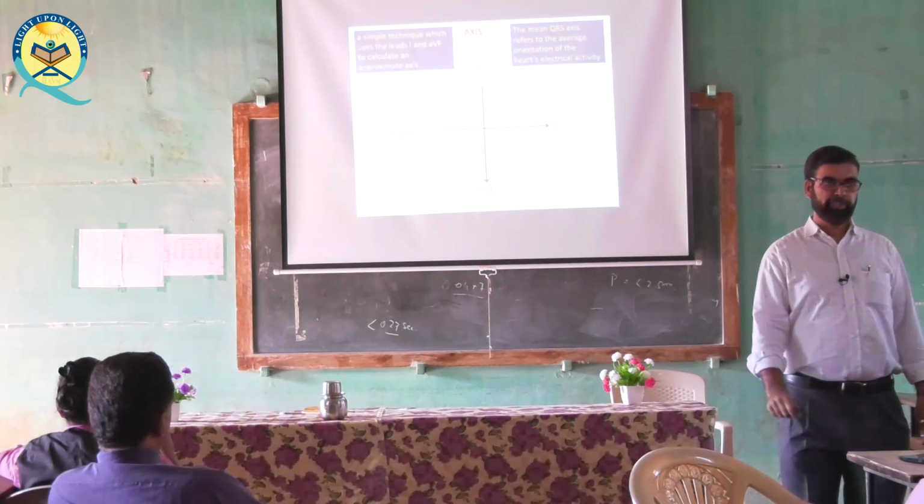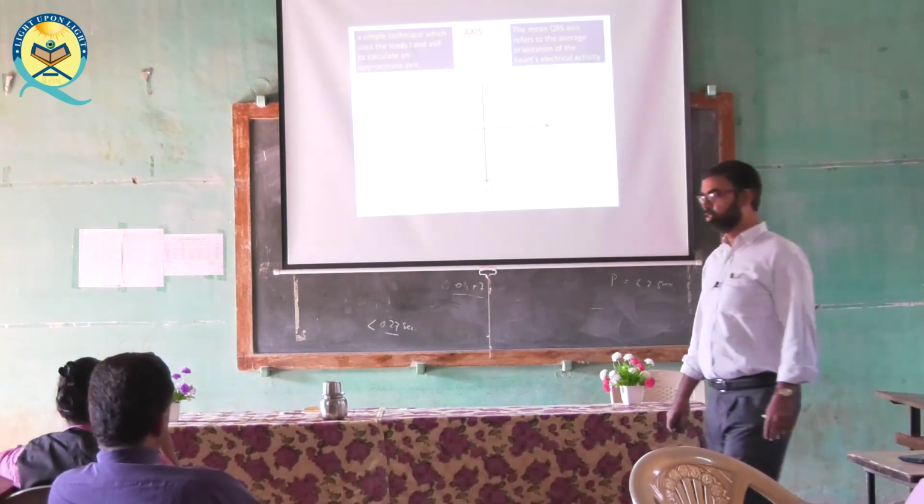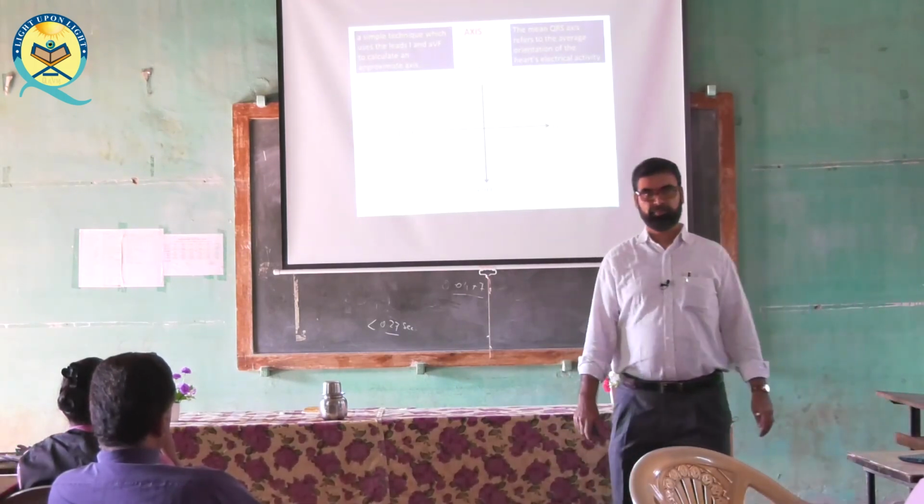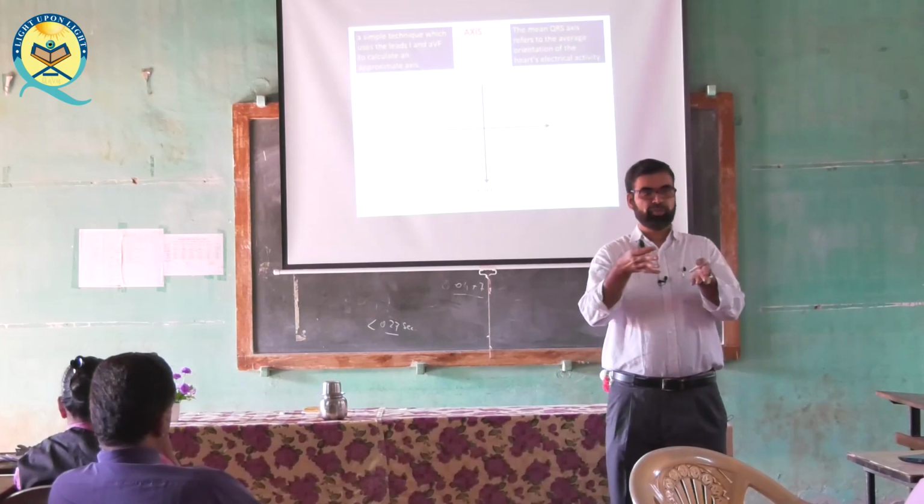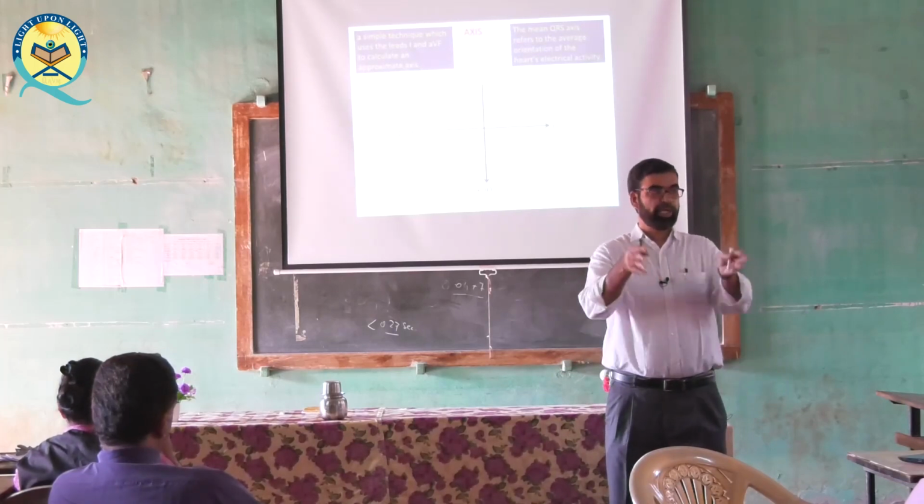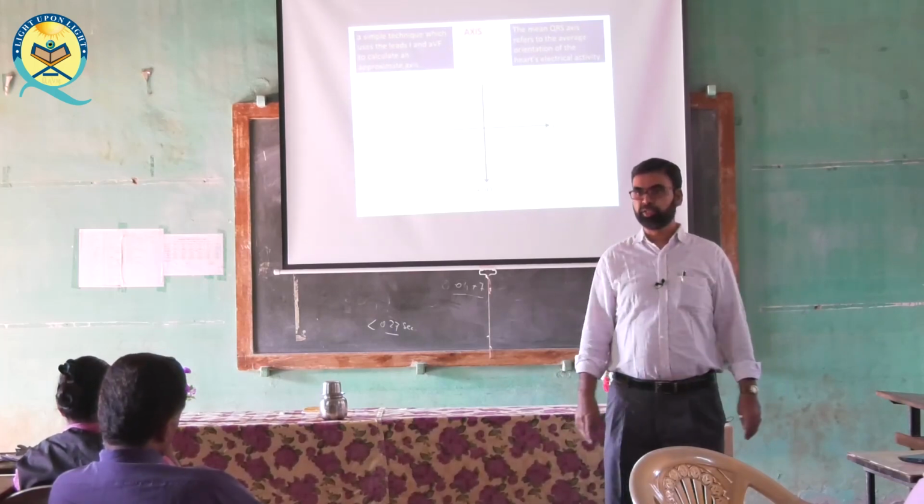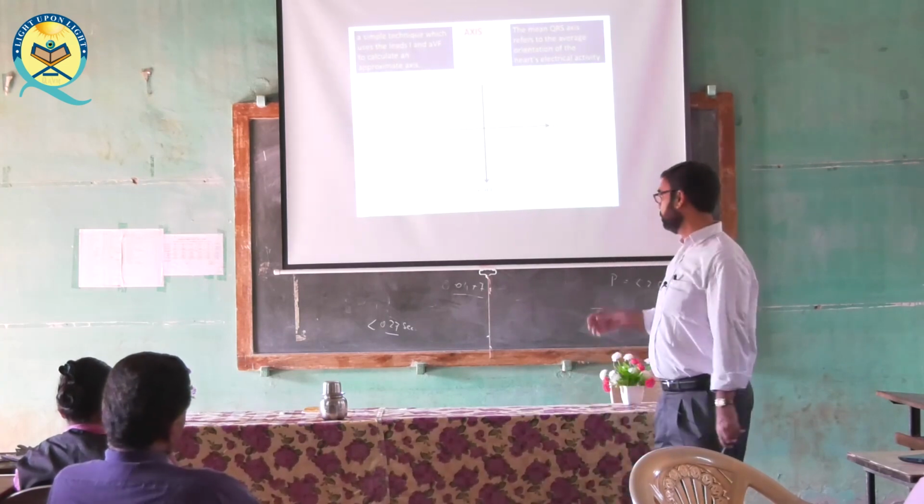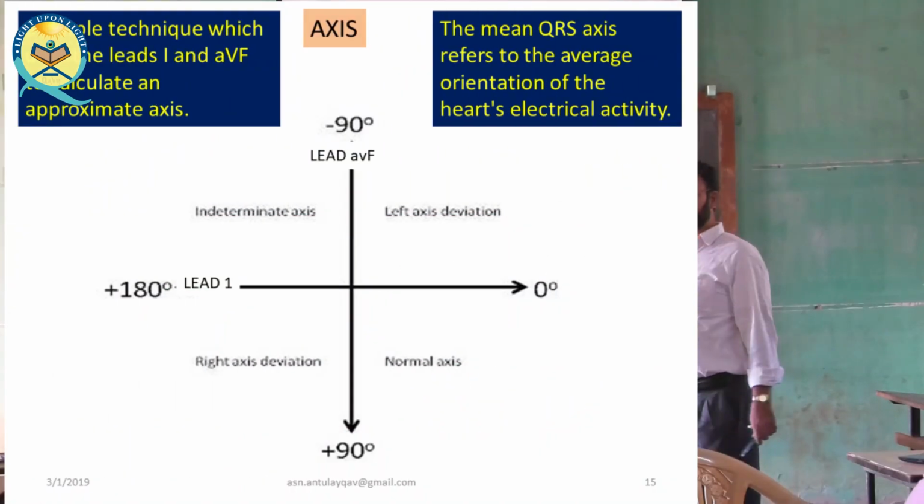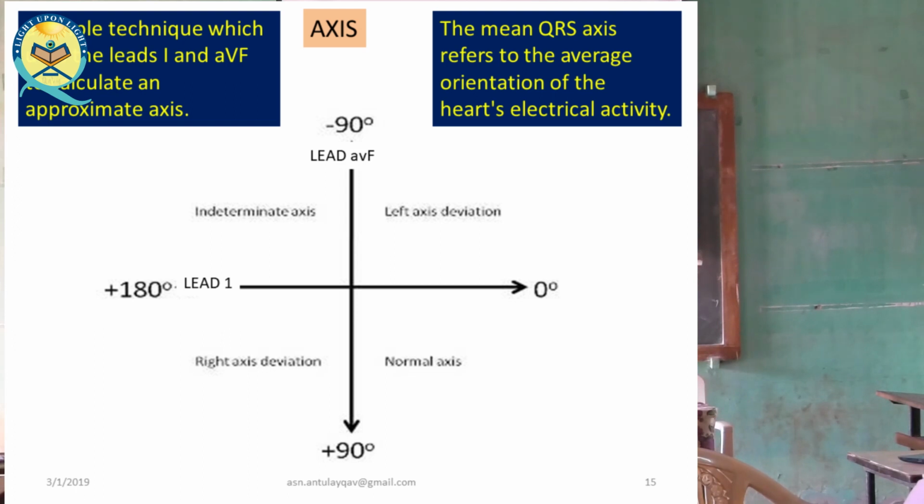Axis, ये बड़ा important topic है. Axis, how to calculate axis? Axis is the direction of the current. Sum total direction of a current towards the positive side is called axis. So how to calculate axis? Very simple formula. Here it is mentioned, two leads. One is called lead 1.